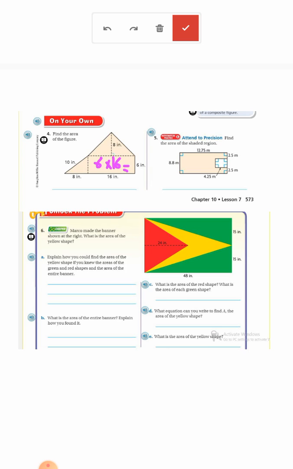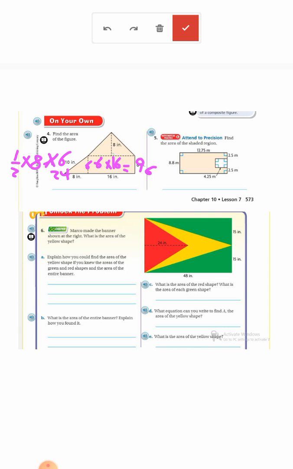It gives me with 6 multiply 6, 36, and carry out 3. 1 multiply 6, 6 gives me 96. This one is half base multiply height. The height here is 6 because each two opposite sides are equal. So half multiply 8 multiply 6. It gives me half 48, 24. So this triangle is 24.